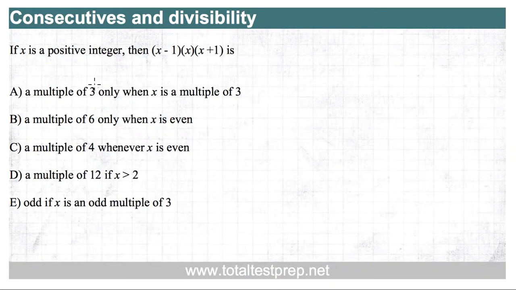We are asked: if x is a positive integer, then (x minus 1) times x times (x plus 1) is which of the following? It's important to recognize that x minus 1, x, and x plus 1 are consecutive. For example, if x is 2, 2 plus 1 is 3, 2 minus 1 is 1. So whatever we put in for x, you'll see that these are three consecutive numbers.